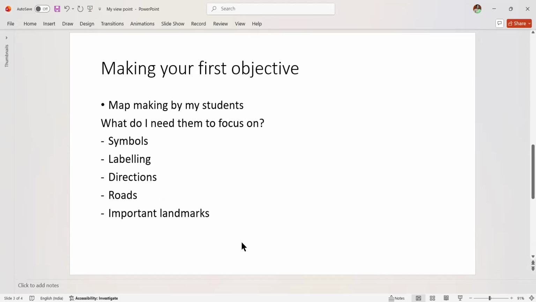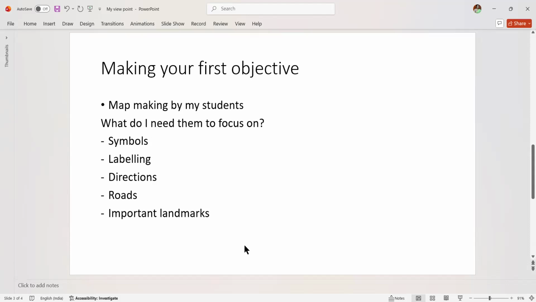Now, what is that we need the students to learn from this first part? So remember, a lesson consists a number of objectives. So let us now look at making of our first objective. The first objective that I would like to plan for this lesson is the idea being students will make the map of their travel from home to school, how exactly they go, the direction they go, what are the different things that they see while they are going, how do they label it or how do they symbolize it?